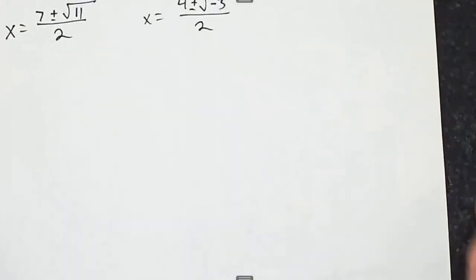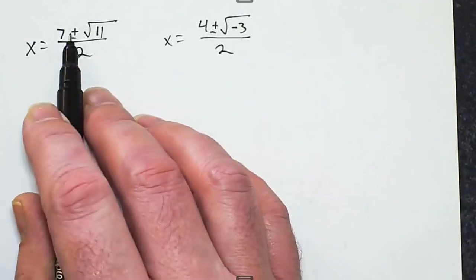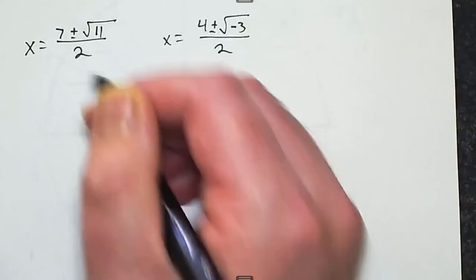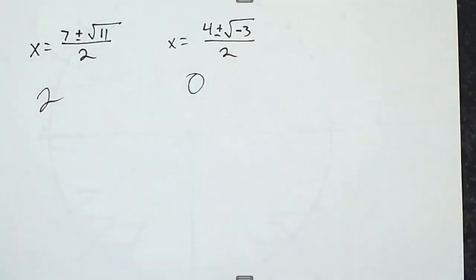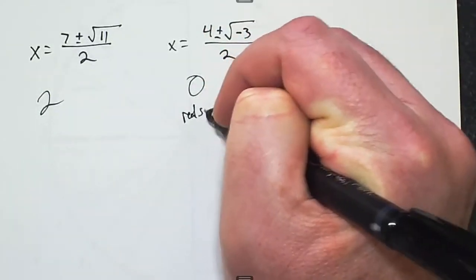So that's no. How many solutions did this have? This had 2, right? Because I had to add the square root of 11 and subtract, give me two different numbers, right? So that was 2 solutions. This was none. And I'm not saying the solution was 0. I'm saying 0 real solutions. The number of them was 0.